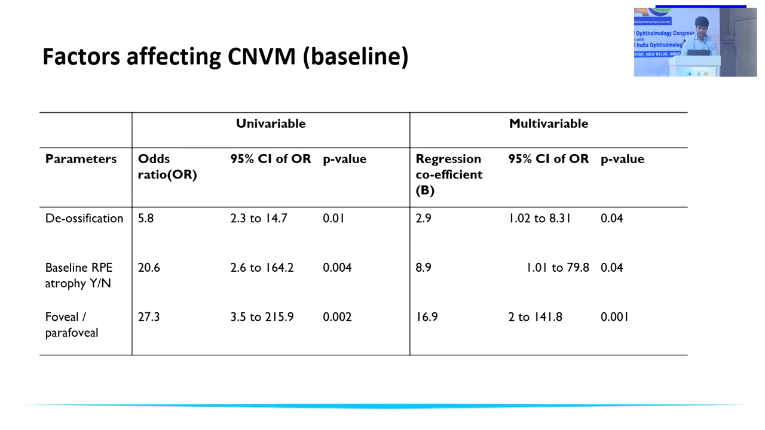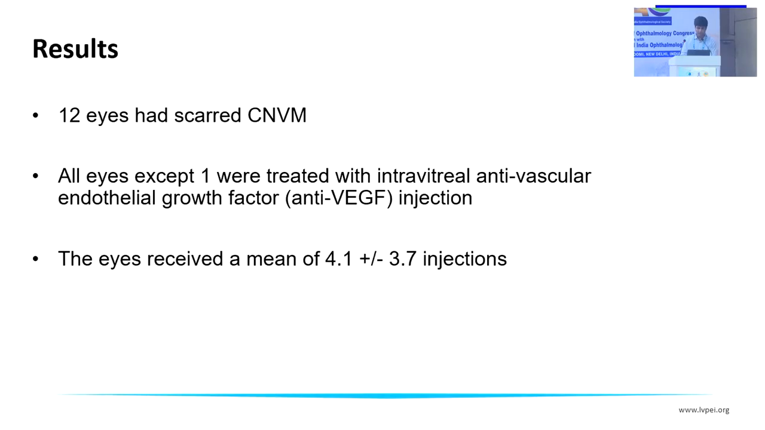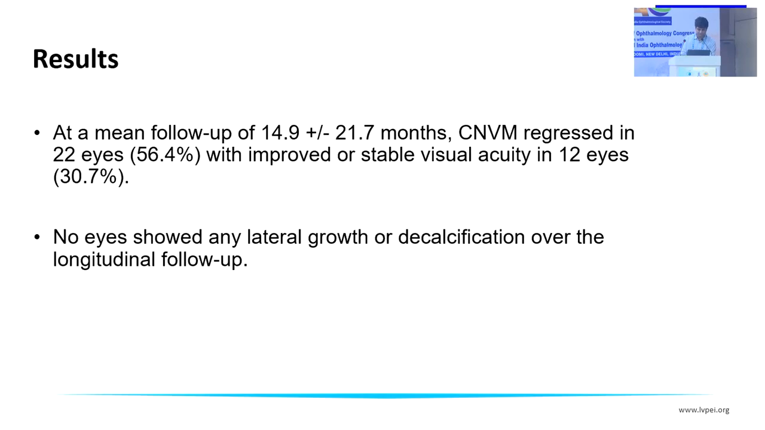When we analyze the factors affecting CNVM at baseline, we notice that the presence of deossification, presence of baseline RPE atrophy, and its location being foveal or perifoveal increases the risk of CNVM formation. In total, among all the eyes with CNVM, 12 eyes had scarred CNVM, and all the other eyes with active CNVM were treated with anti-VEGF injection, except one which was treated with focal laser, but it was away from the macula.